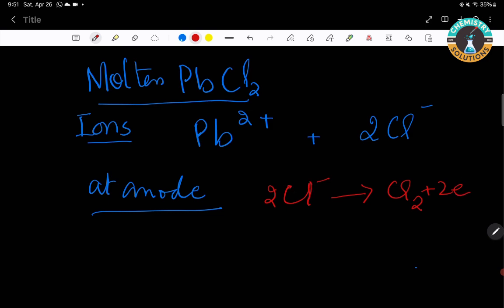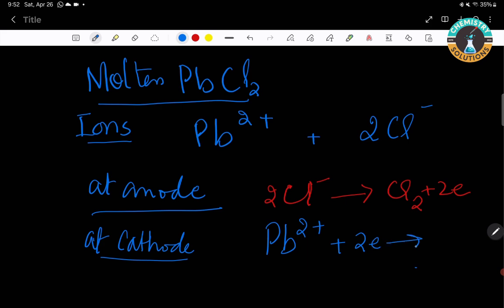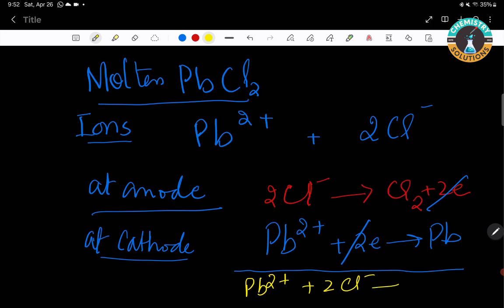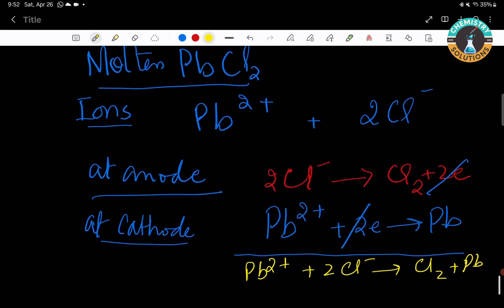Then at cathode, positive ions will move, and Pb2+ will take two electrons and become lead metal. So at cathode it will be like this. If we write the overall reaction, these electrons will be cancelled out, and the overall reaction is Pb2+ plus 2Cl- converting into Cl2 plus lead. This is the overall reaction which will take place when electrolysis of molten lead chloride takes place.